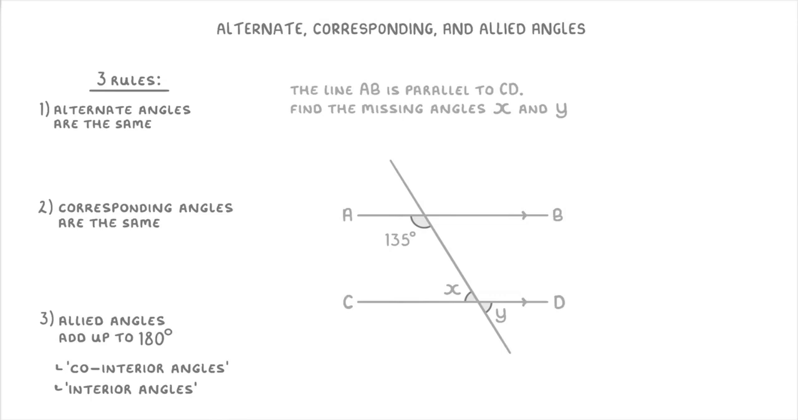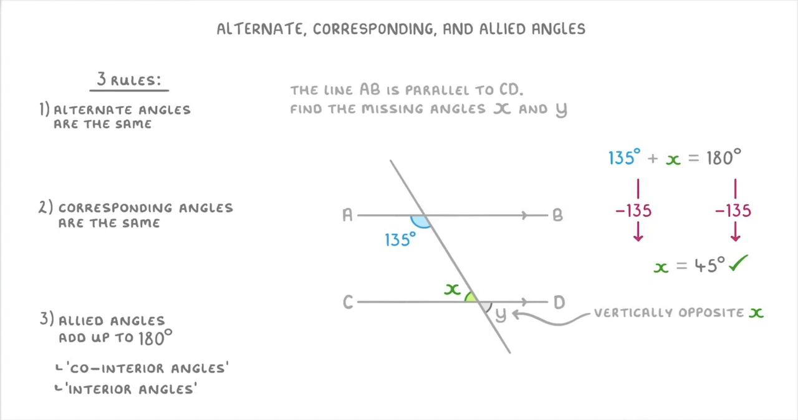The way I would do it though, is notice that this section here is like a backwards C shape. And so the 135 degrees and the X are allied or co-interior angles, which means that they must add together to make 180 degrees. So we now know that 135 plus X equals 180, which means that X is 45 degrees. And then because Y is vertically opposite X, we know that Y must be 45 degrees as well.